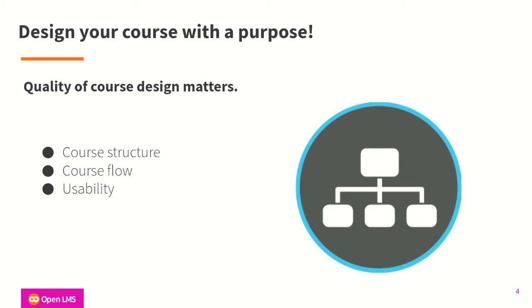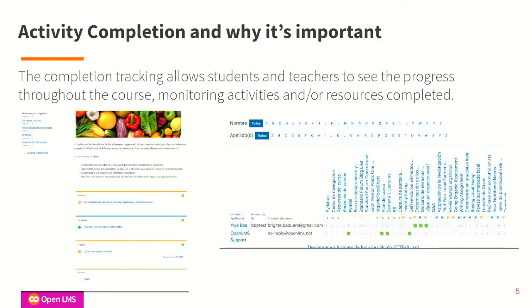So getting into the next slide here, so you might say, okay, we're a couple slides in, we haven't talked specifically about completion tracking or restrict access yet, right? So here comes the fun stuff. So why is activity completion important? We have a couple screenshots here, but the general idea of activity completion is it serves as a visual reminder to the student what they've already completed, and it gives them a sense of accomplishment.